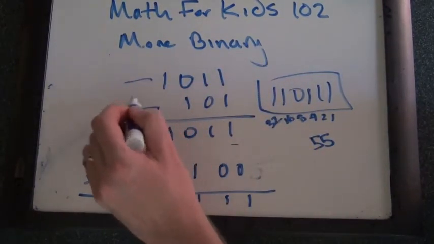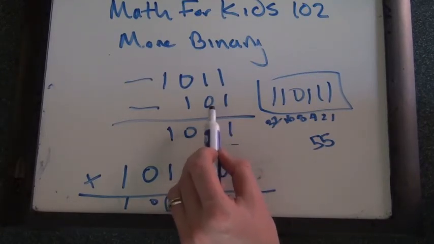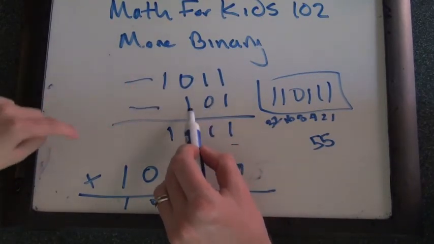And what two numbers were we multiplying? 101 is 1 plus 0 times 2 plus 4.